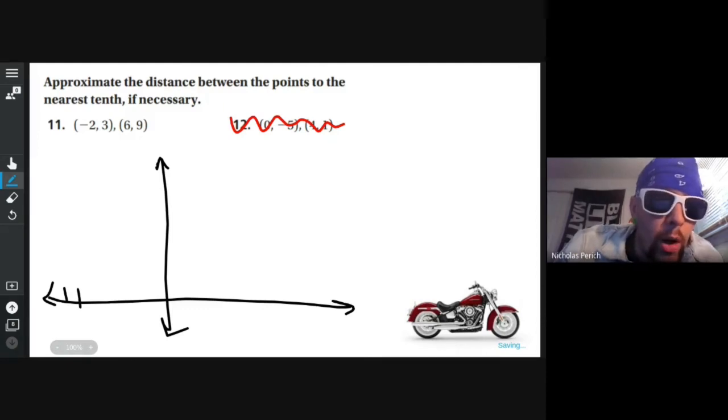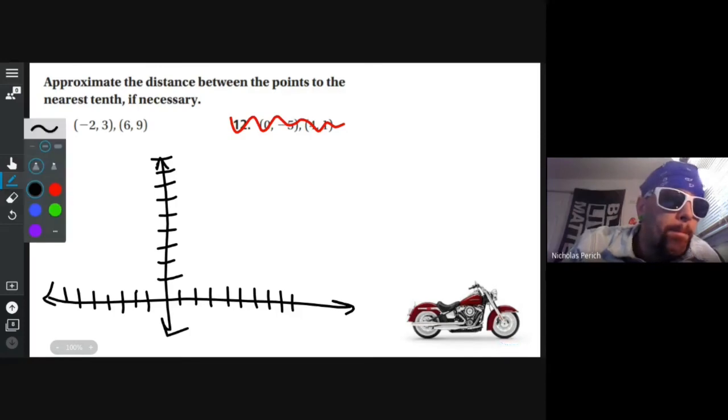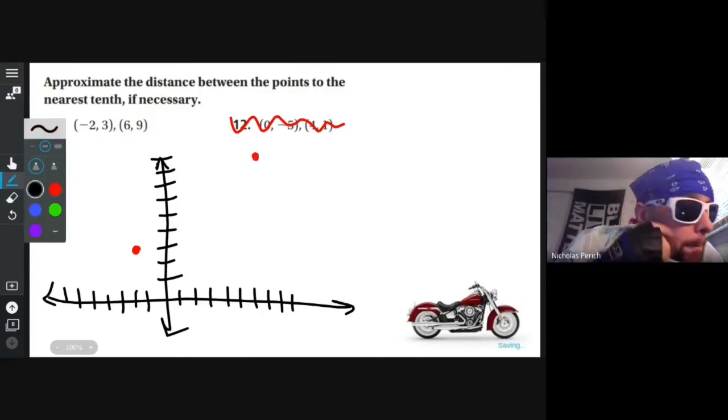1, 2. Why did I go that way? 1, 2, 3, 4, 5. 1, 2, 3, 4, 5, 6, 7, 8, 9. 1, 2, 3, 4, 5, 6, 7, 8, 9. Okay. One of my dots is at -2, 3. Another one of my dots is at 6. 1, 2, 3, 4, 5, 6. Up 1, 2, 3, all the way up here. My job is to find out how long that line is.